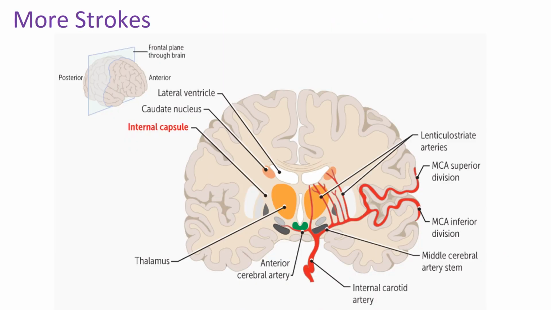Now, talking a little bit more about strokes, we did mention the lenticular striate arteries, which are primarily coming off of your middle cerebral artery or your internal carotid artery within that region.